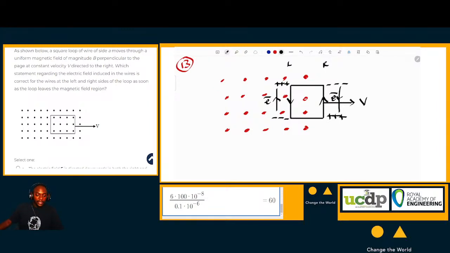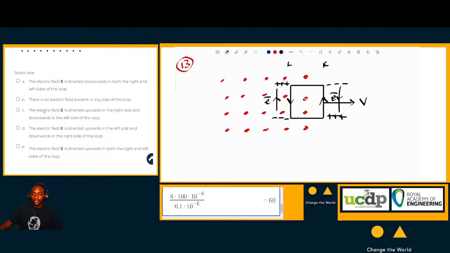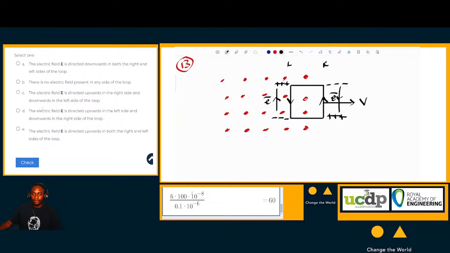So let's check the options that we have. They're asking about the electric field. So A says the electric field is directed downwards in both the right and the left side. That's not true. There's no electric field present in any side of the loop. That's not true. This will be true if the coil was entirely inside or entirely outside.